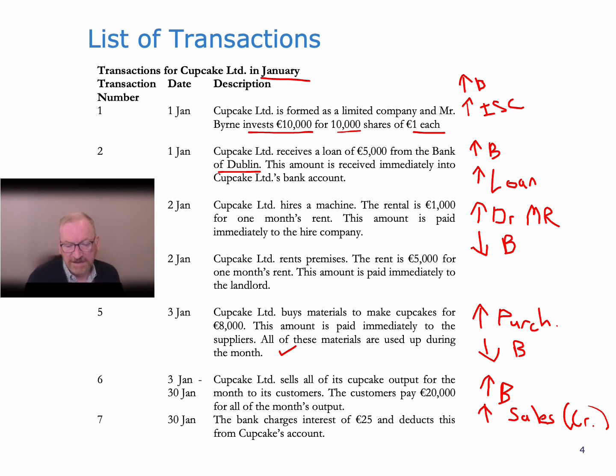And the bank charges interest of 25 and deducts this from Cupcake's account. So what is it doing here? That is going to be another expense. So we are going to increase bank interest, BI, and decrease bank, because the bank have taken it directly out of the bank account. Okay, so that's what happens with all of these transactions.